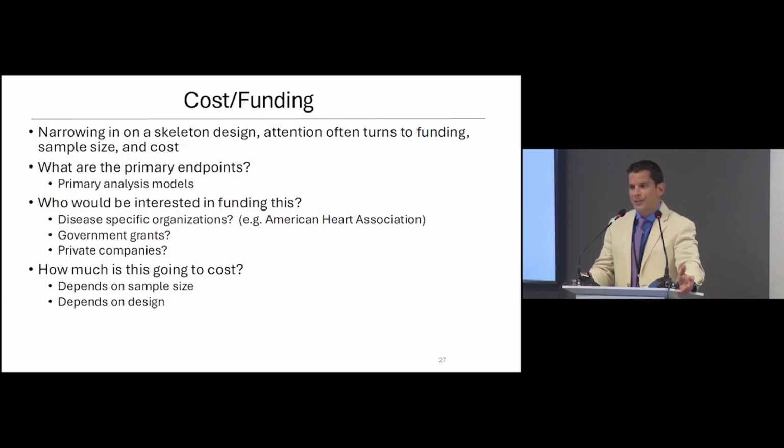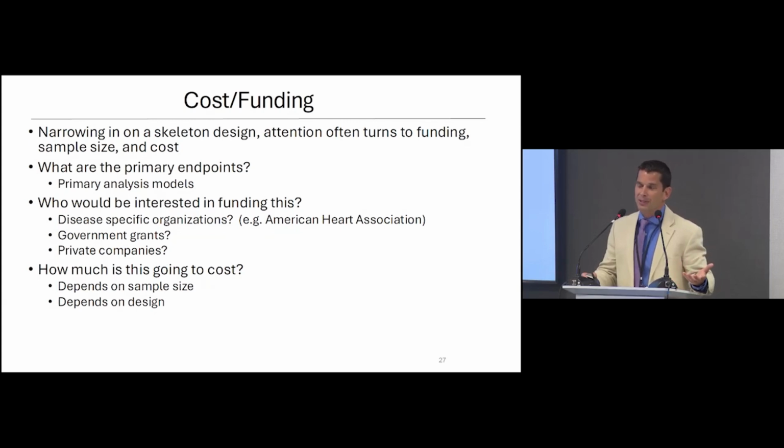And then the natural question, which came up almost immediately, is okay, how are we gonna fund this? Who's gonna pay for this, and how do you afford a platform trial? Well, you have to think about the skeleton design first, okay? And once you have the skeleton design, you notice I haven't even talked about endpoints. I was just talking about the schematics in terms of what treatments we're interested in, and what groups we're interested in looking at.